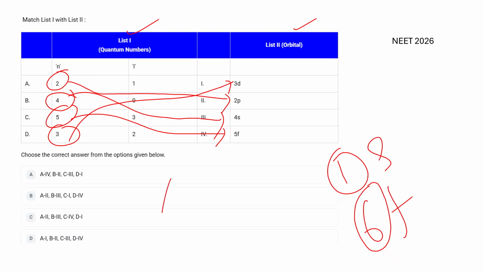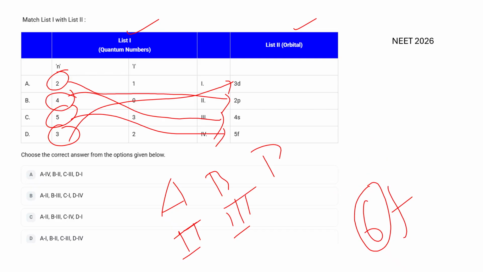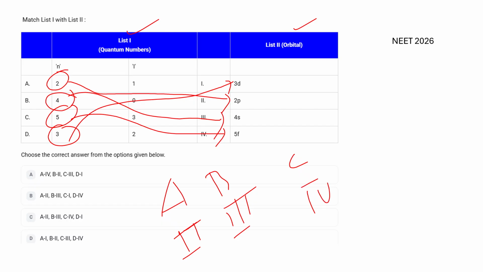Okay, so A comes for the second option, B comes for the third option, C, right? It is not D, it is C. C comes for the fourth option, then D comes for the first option.